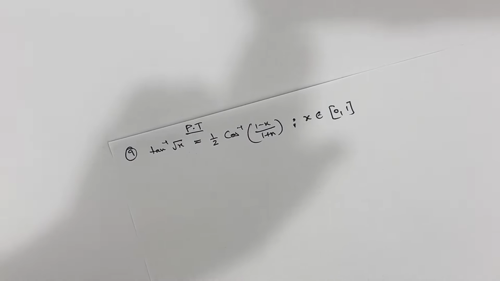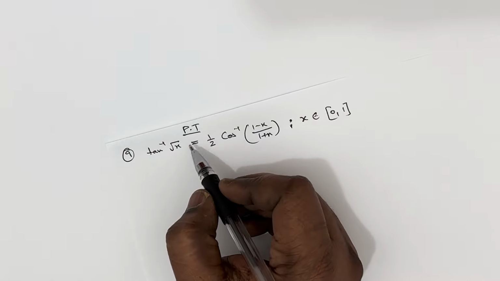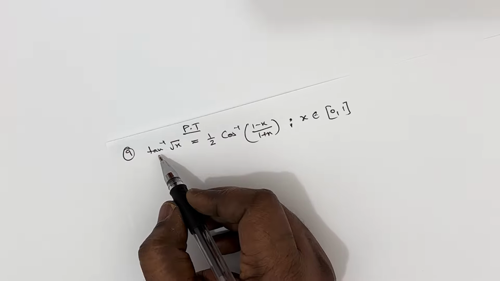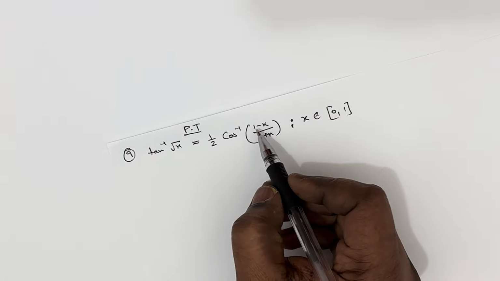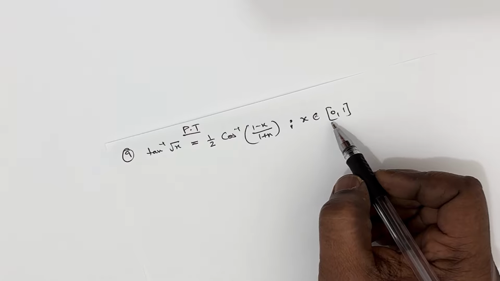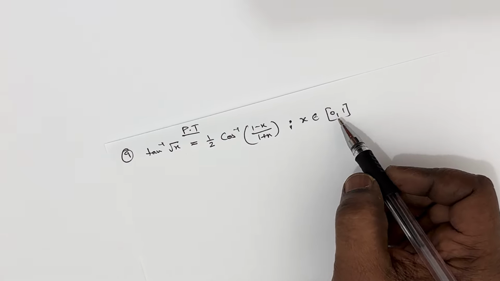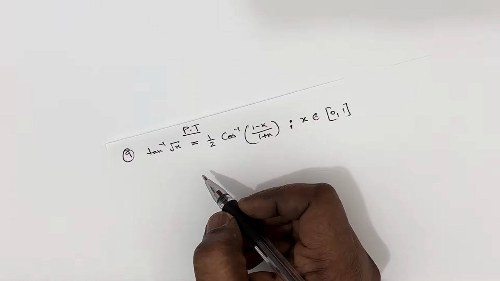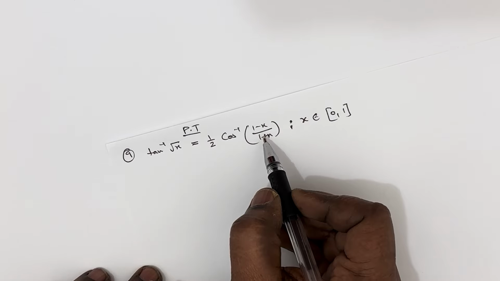Okay, let's do the ninth question. The ninth question is: prove that tan inverse root x is equal to 1 by 2 cos inverse of (1 minus x) whole divided by (1 plus x), where x belongs to the closed interval 0 to 1. So we have to prove that this is equal to this.